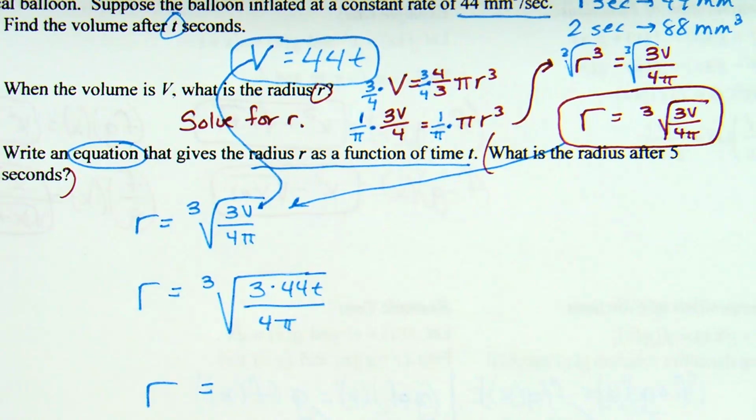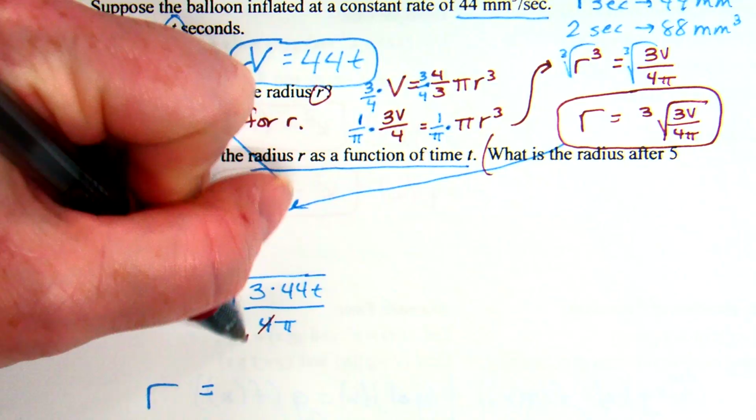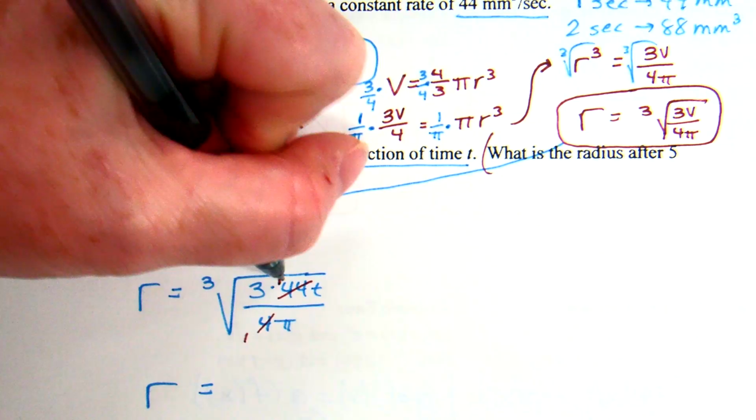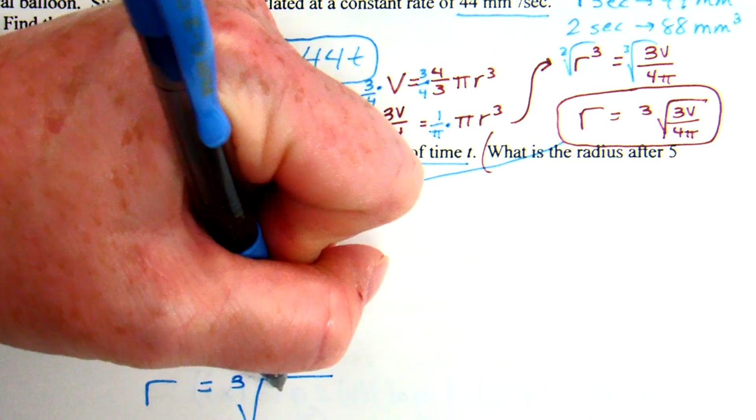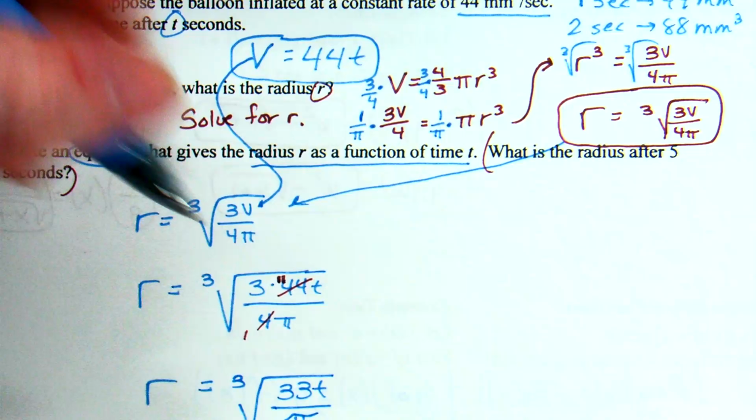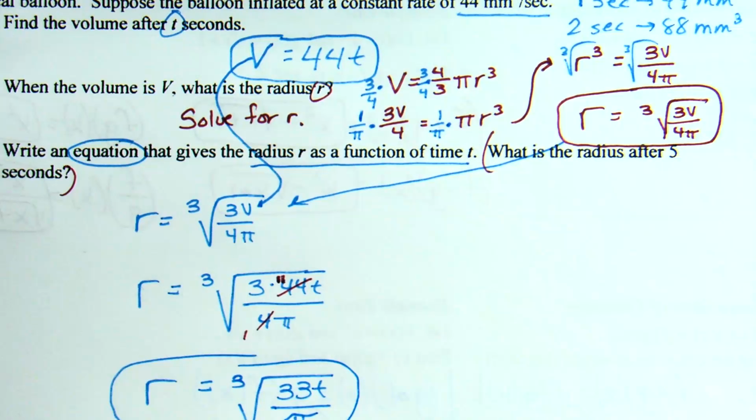So I was going to cross cancel before I multiplied, or simplify before I cancel. So 4 divided by 4 is 1. What's 44 divided by 4? 11. So now if I clean that up, 3 times 11t, this is going to be the cube root of 33t over pi. So that is the equation they asked for the first question.